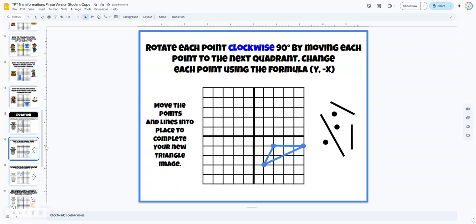Now the next slide has a different triangle. This time we've got a different formula because we're moving clockwise 90 degrees. Now because the figure's over here in quadrant 4, if we move clockwise 90 degrees, we're going to be again in quadrant 3. So they're going to use this formula for each of the points.